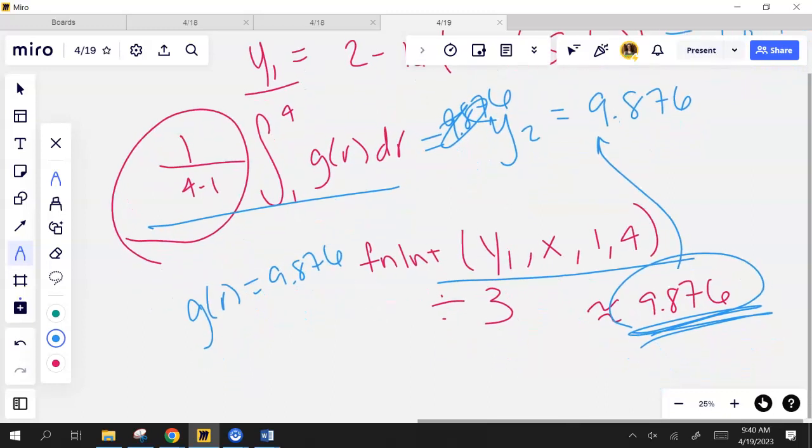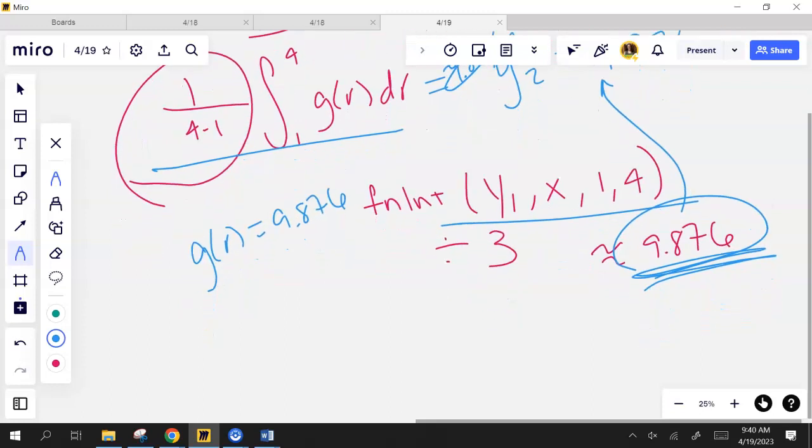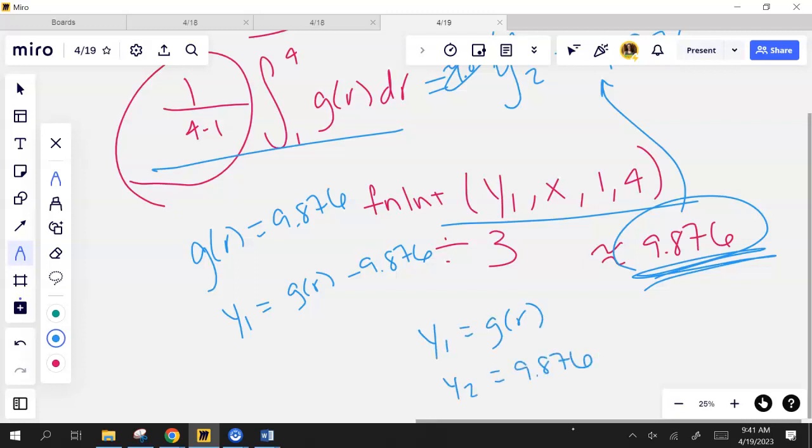Since you've already got G of R plugged in Y1, you can do it one of two ways. Your Y1 is, of course, G of R. You can say minus 9.876, and you can find where it crosses the x-axis. Or you can leave your Y1 as G of R, and then Y2, you can put 9.876 and find where they cross. And that'll give you your solution.